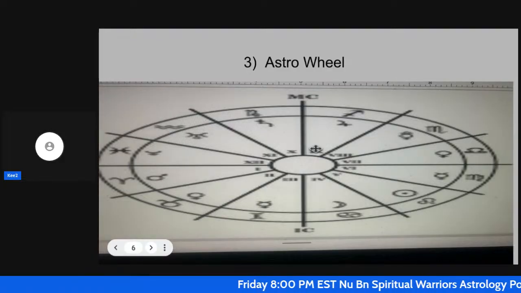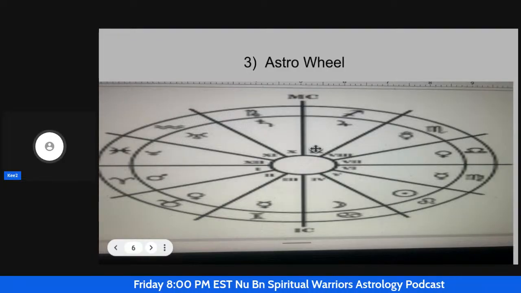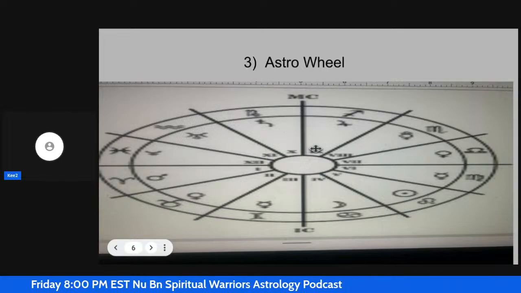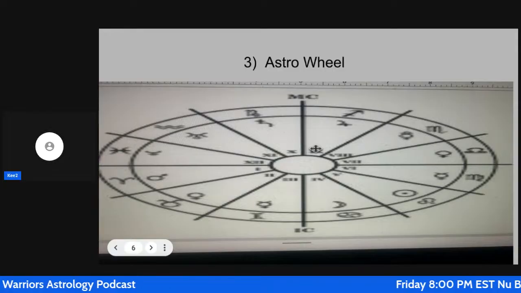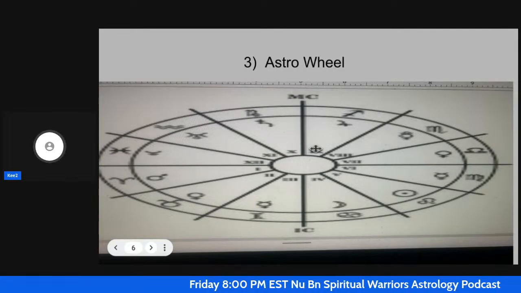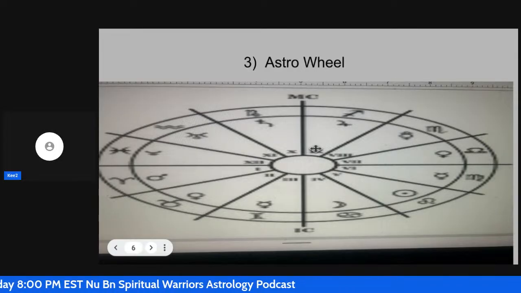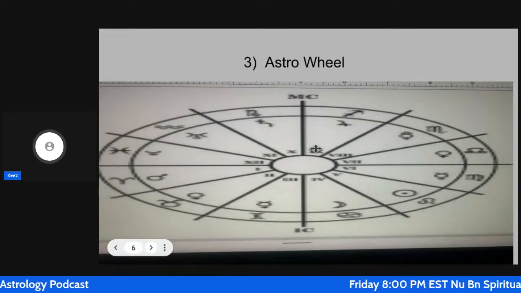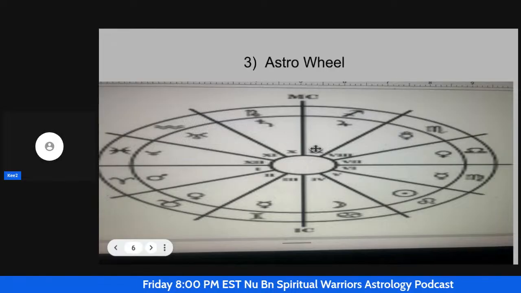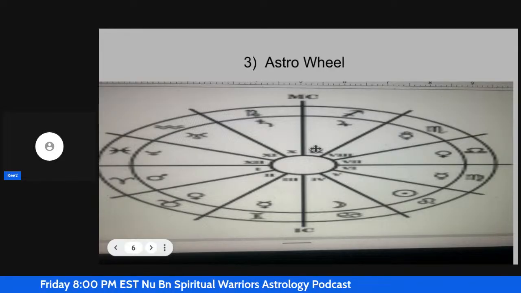For example, on this astrological wheel or chart, you'll see in the first house, there's the symbol for the planet Mars. To the left of the planet Mars is the sign Aries. Let's go down to the second house. In the second house, you see the symbol for the planet Venus. And to the left of that is the sign Taurus.